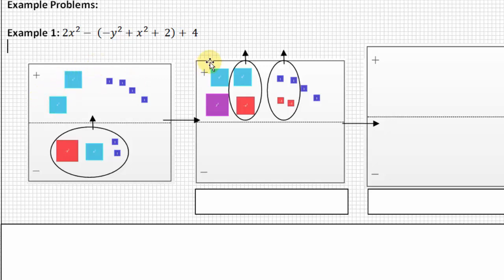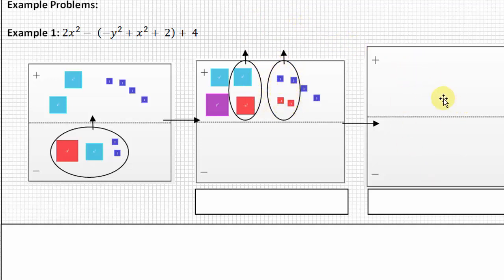So we still have 2 x squared and 4 positives. But now this negative y squared became a positive y squared. The positive x squared became a negative x squared. And the 2 positive unit tiles flipped over to become 2 negative unit tiles. So now we're seeing that they are removing 0 pairs. So if we remove those 0 pairs, a positive x squared and a negative x squared, those are going to combine to make 0, so they go away. And a positive 2 and a negative 2 are going to combine and go away.